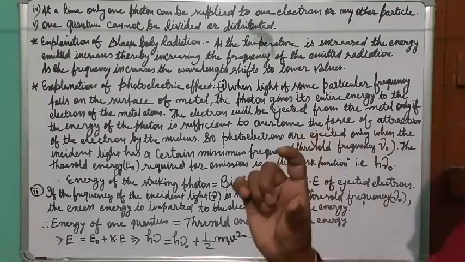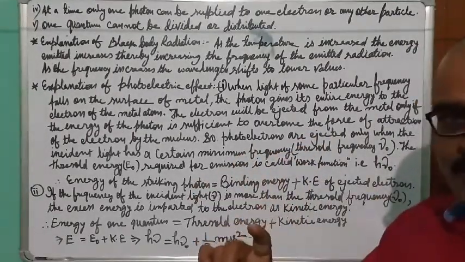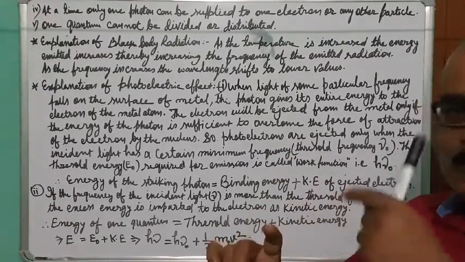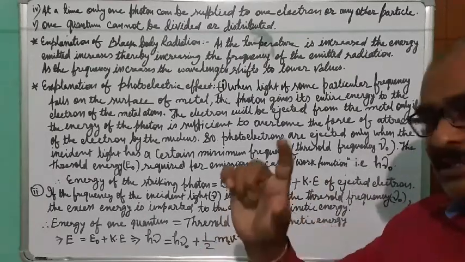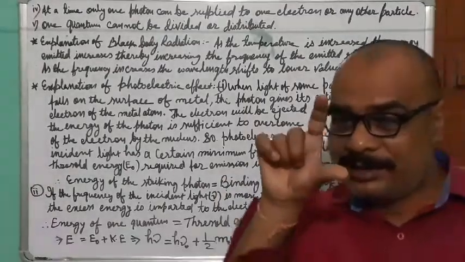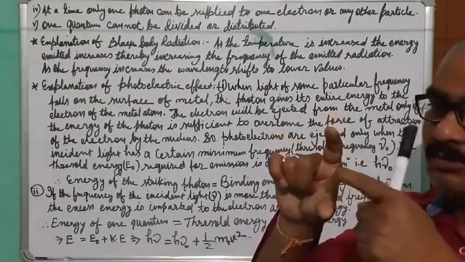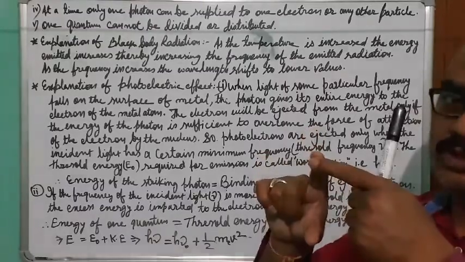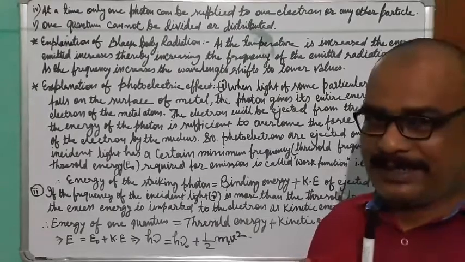So that binding energy must be removed. Then only will the electron leave this orbit. Until this electron leaves this orbit, it is not going to be ejected. And to eject it, this force of attraction between the nucleus and electron should be removed. That is why we need that much energy. The energy required to remove this force of attraction between the nucleus and electron is known as binding energy. So we should supply binding energy.